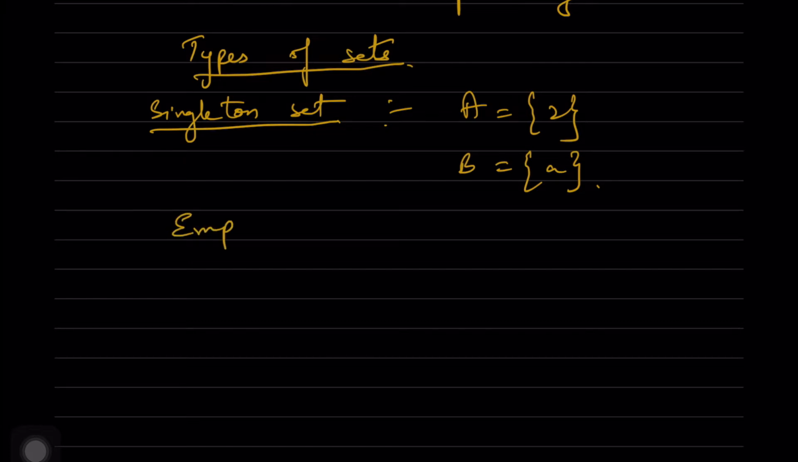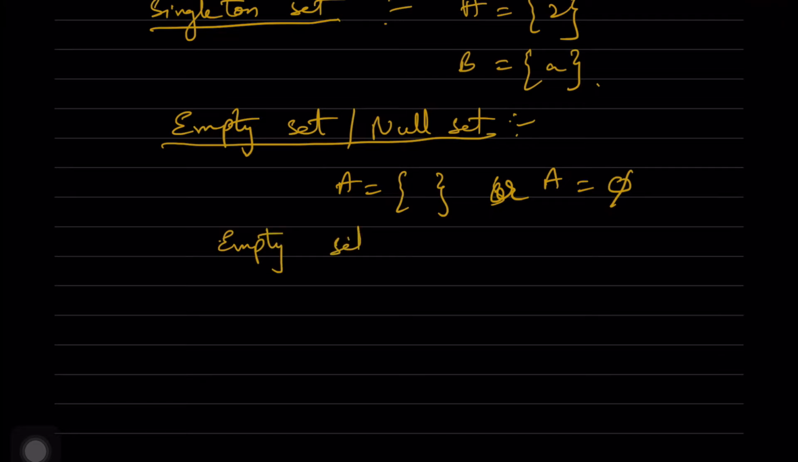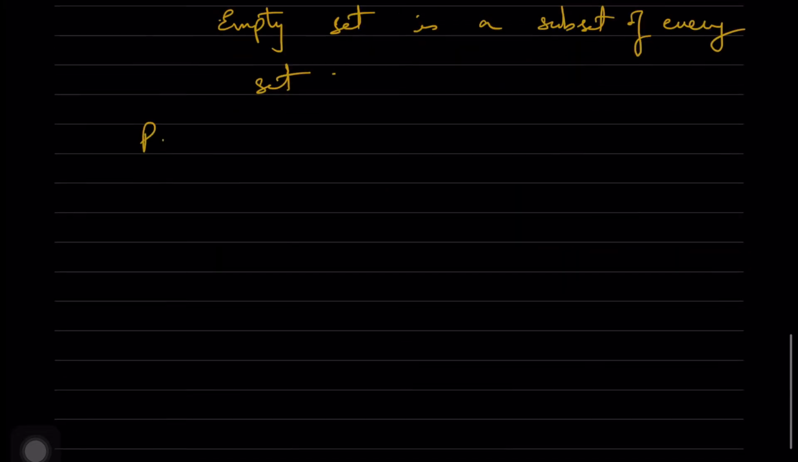Now next, what is an empty set? An empty set is also called a null set. Empty set means there is no element in it. A set without any element is called an empty set. You can denote it as A is equal to void or null set. This empty set is a subset of every set.